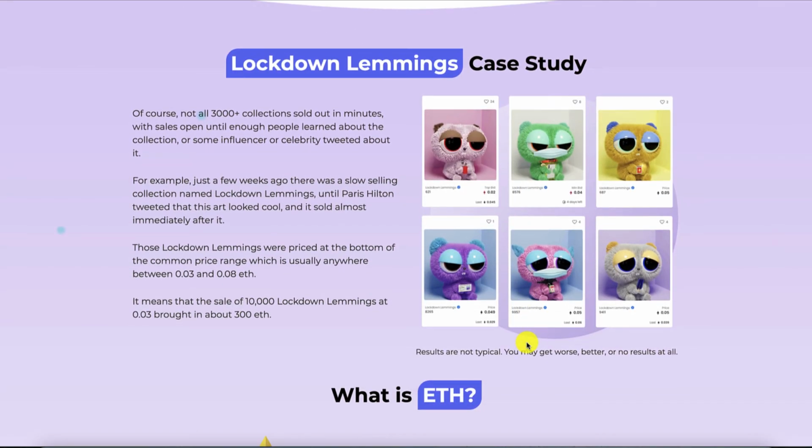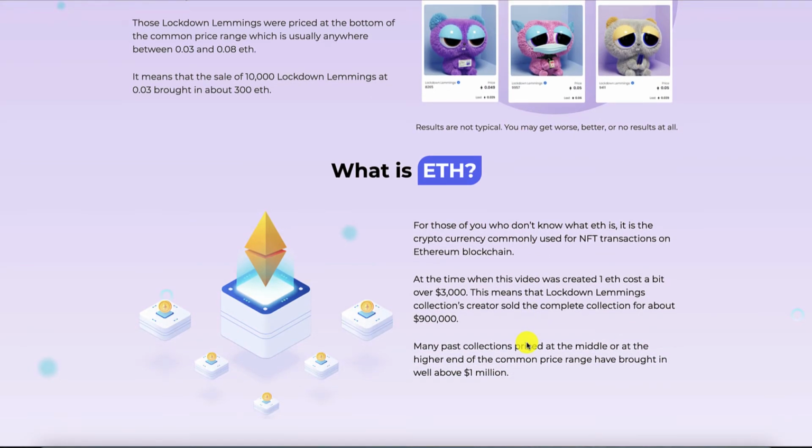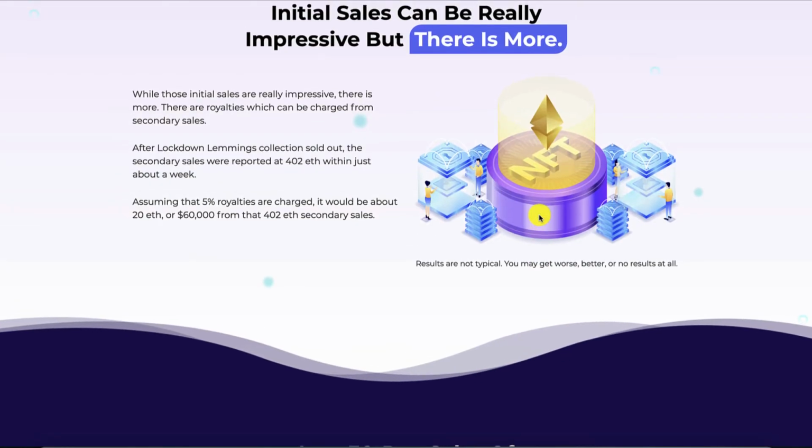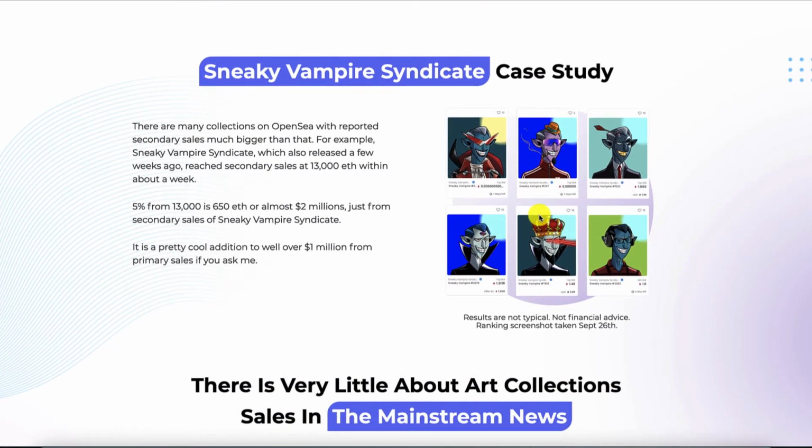And here's a case study of Lockdown Lemmings, how this 3,000 plus collection sold out in minutes only after Paris Hilton had shouted out about it, or she rather tweeted about it, and it was sold immediately. And here's an explanation of what ETH is. And it goes on to explain how you can make money with NFT. And here are more. And here's another case study, Sneaky Vampire Syndicate case study.